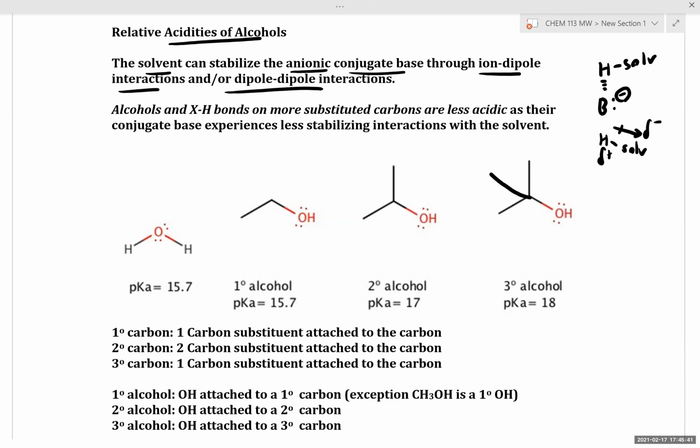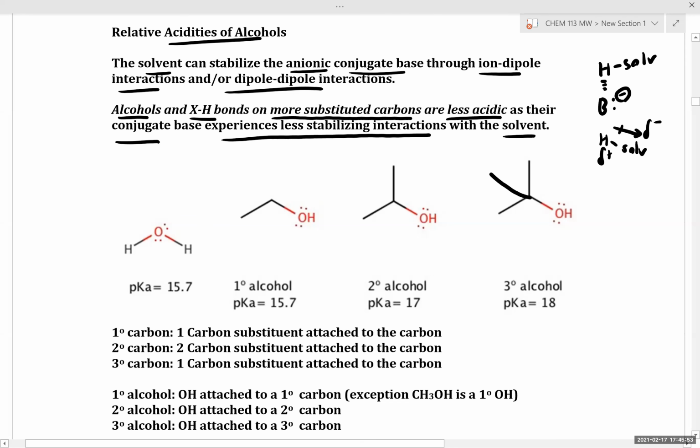So, building on that idea now, alcohols and XH bonds on more substituted carbons are less acidic, as their conjugate base experiences less stabilizing interactions with the solvent. Now, if we think about this tertiary alcohol, it is a hindered alcohol. So as a result, when we're trying to surround our conjugate base with solvent, is it easy or hard for our solvent to approach? Is it easy or hard for our solvent to approach when we have a hindered alcohol?